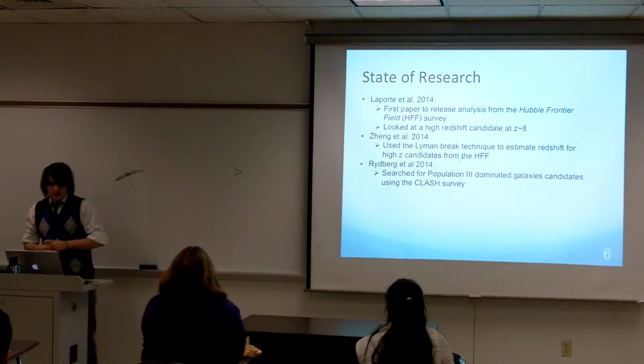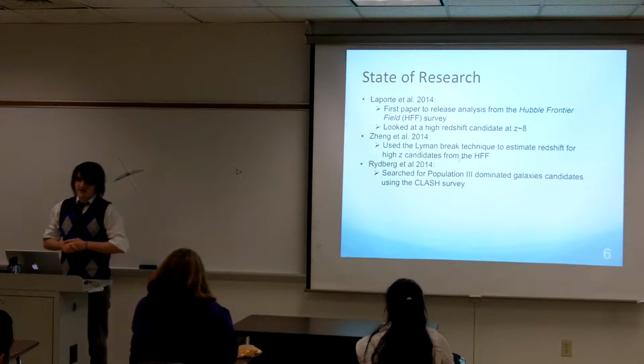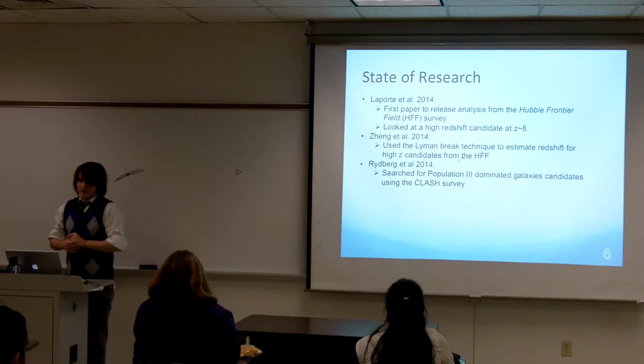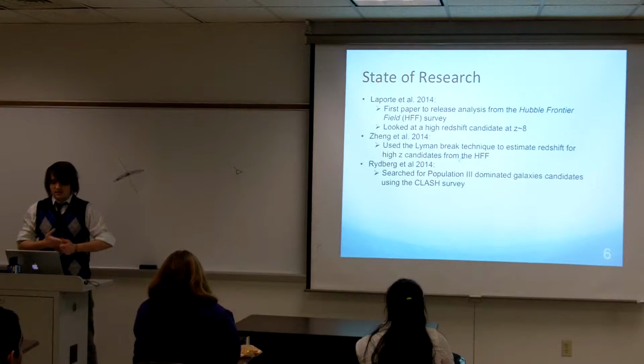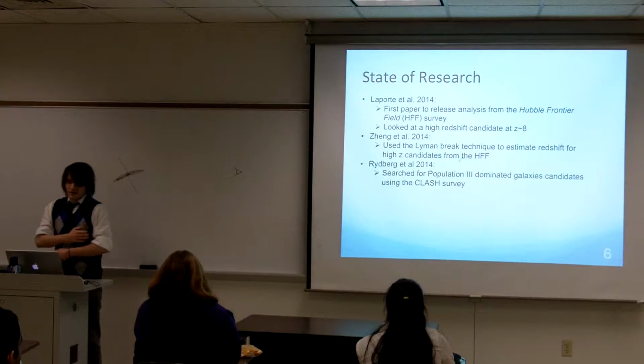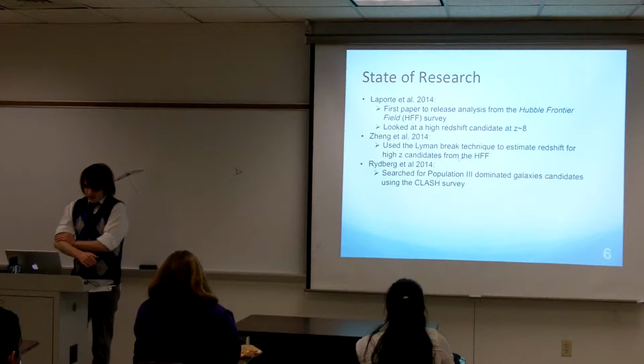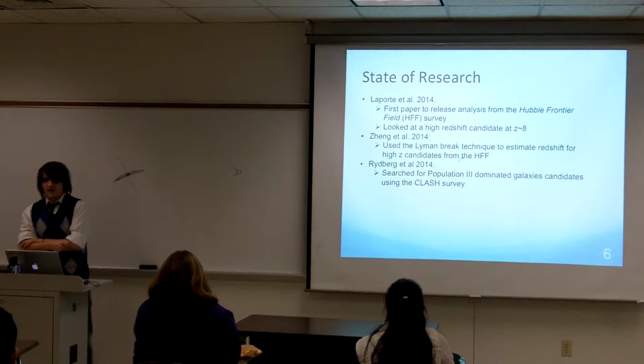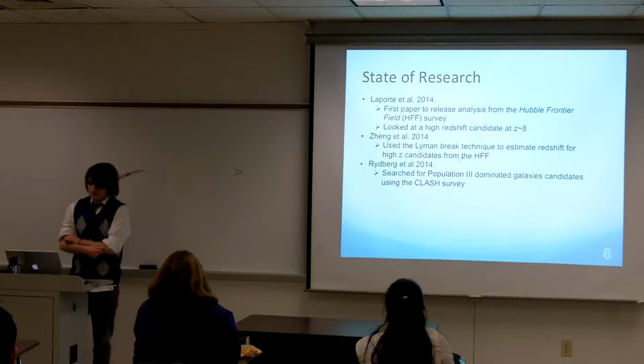And then Rydberg et al. 2014, I think this was like last month, searched for population 3 galaxies at high redshift using the Clash survey. And they found 5 population 3 candidates based on their analysis.